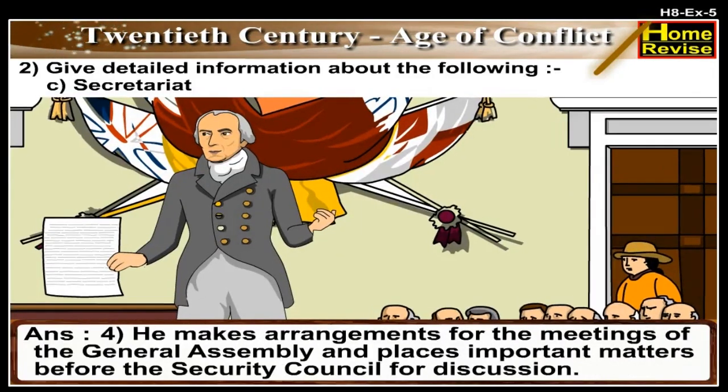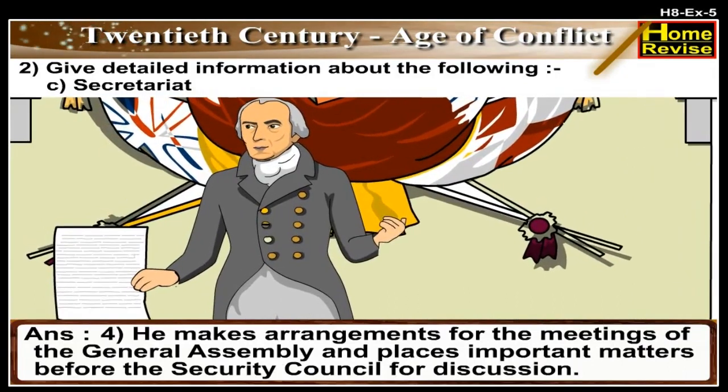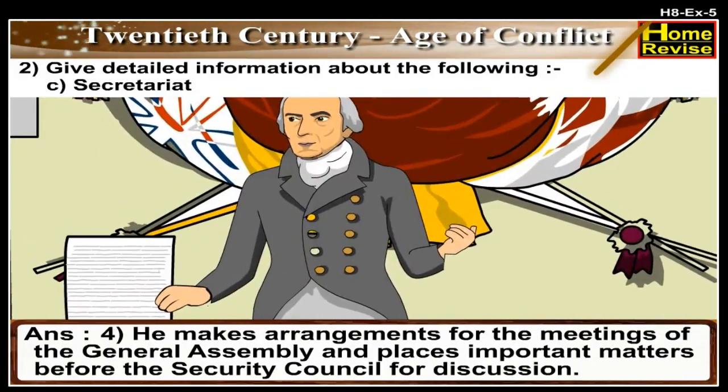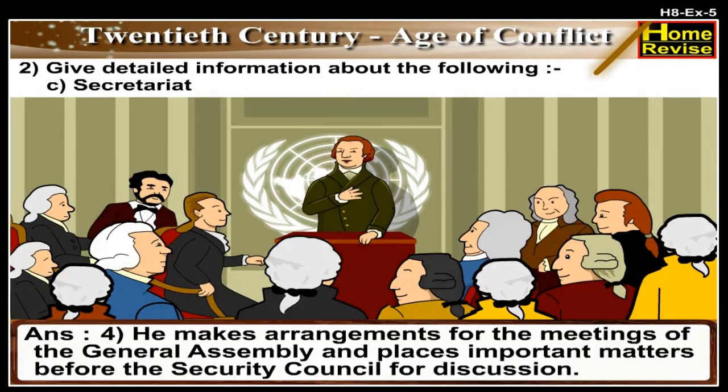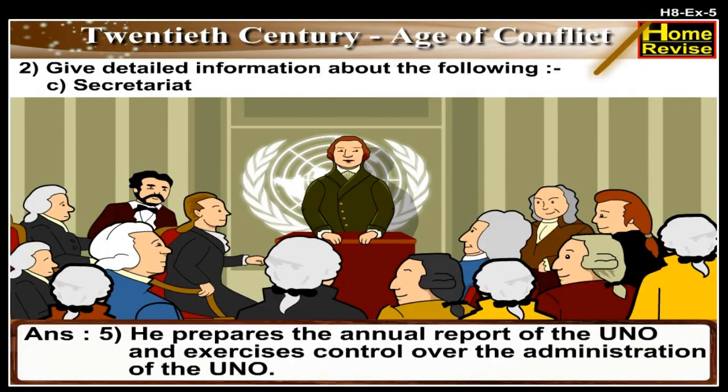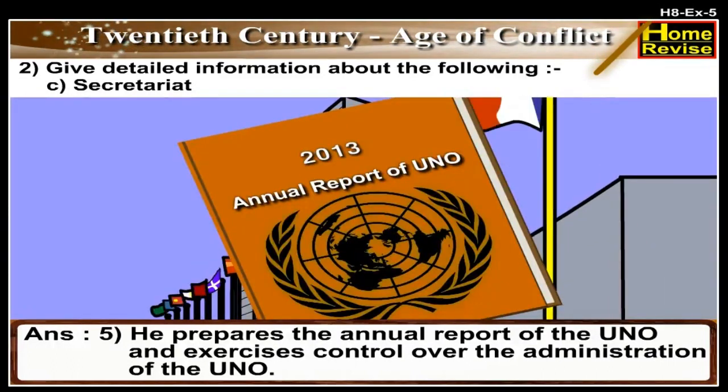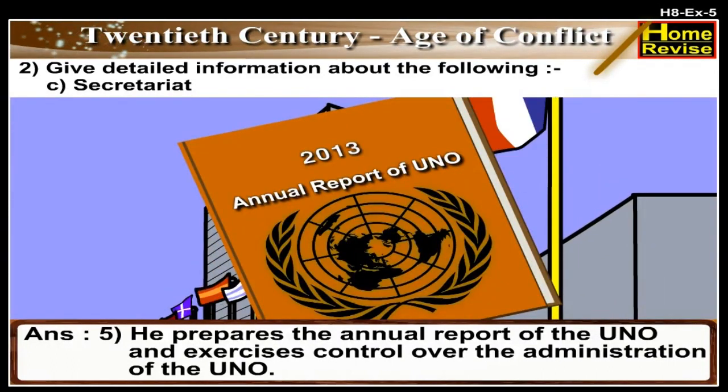4. He makes arrangements for the meetings of the General Assembly and places important matters before the Security Council for discussion. 5. He prepares the annual report of the UNO and exercises control over the administration of the UNO.